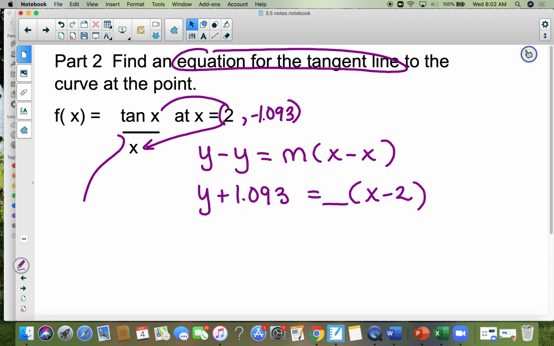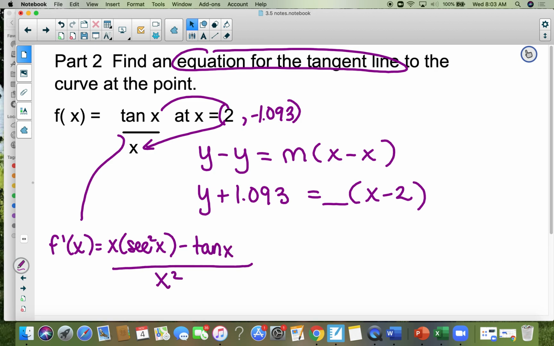So I need to come over here and do f prime of x, and I need to use the quotient rule. X secant squared x minus low times the derivative of the high minus high times the derivative of the low, all over low squared. So that's the formula to find the derivative of that.